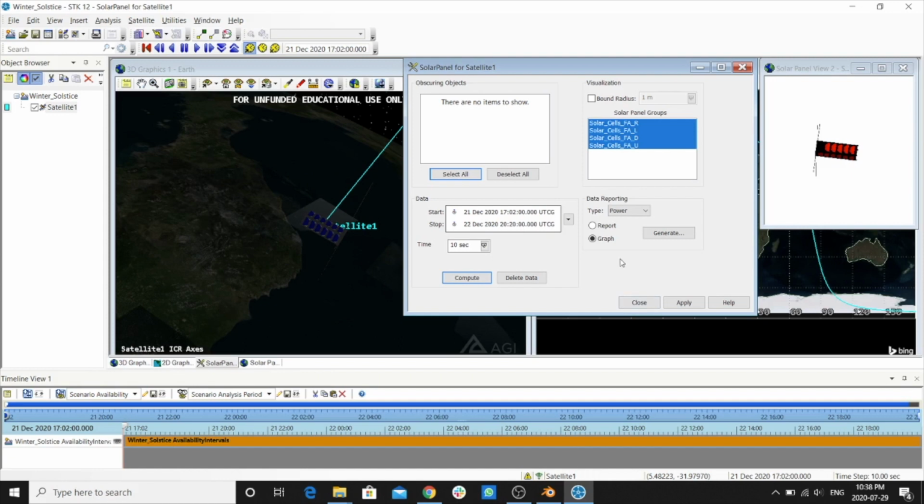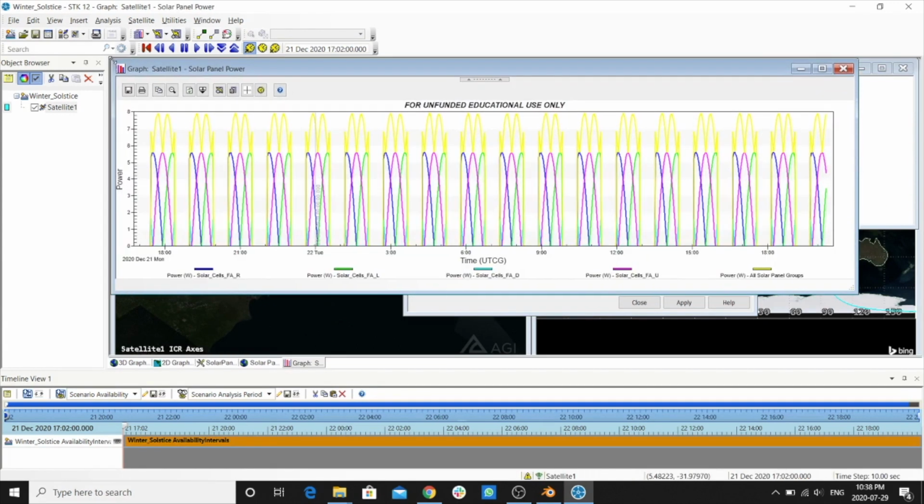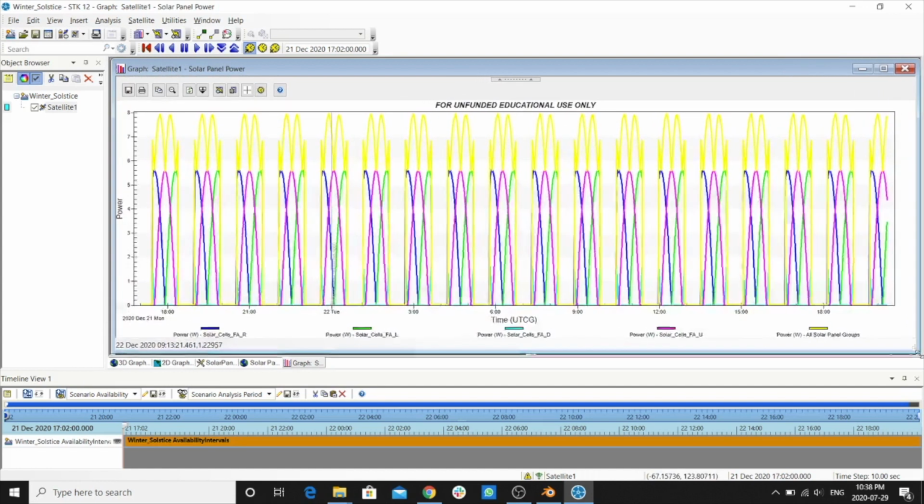Just after the simulation is completed, we can generate a graph which shows us the different data that has been calculated. From this chart, you can observe there are four different data sets over here: solar cells towards right, facing antenna from the right, left, downwards, upwards, and all solar panel groups in general. The total power generated in this particular solstice in sun synchronous orbit is roughly about 8 watts.